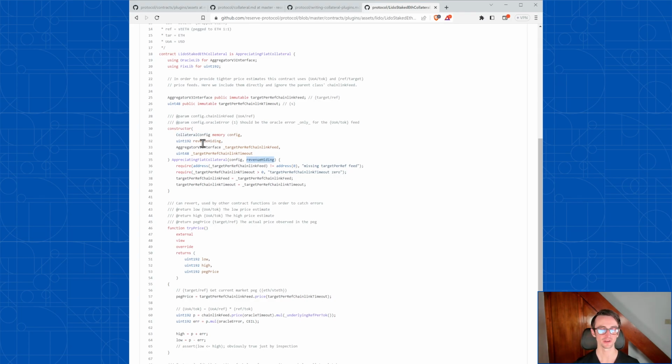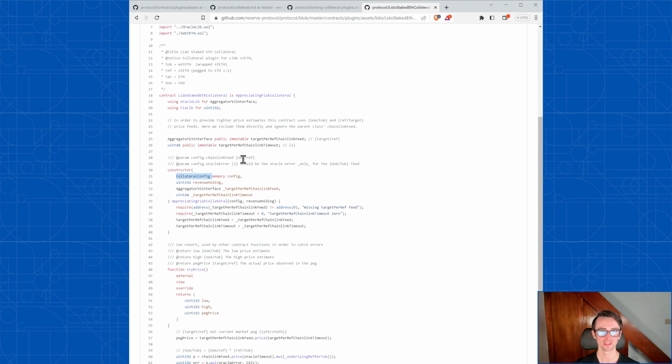I'll talk about revenue hiding to wrap this up. And it turns out that we need one other kind of price, okay, for Lido. This is the price. So you notice this is documented. Good. This is the price between the target and reference unit. Whereas the Chainlink feed that is inside this config struct is assumed to be UoA, USD, per reference unit. So, well, what's our reference unit? stETH. So this feed is USD per stETH, whereas this feed, excuse me, is ETH per stETH.